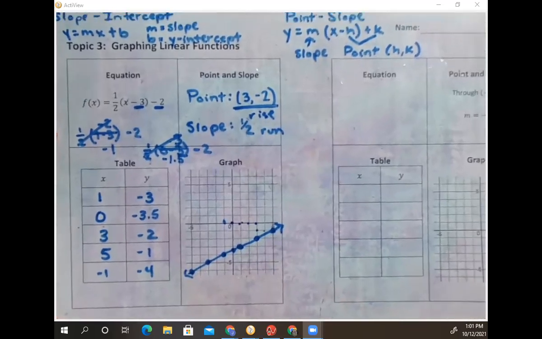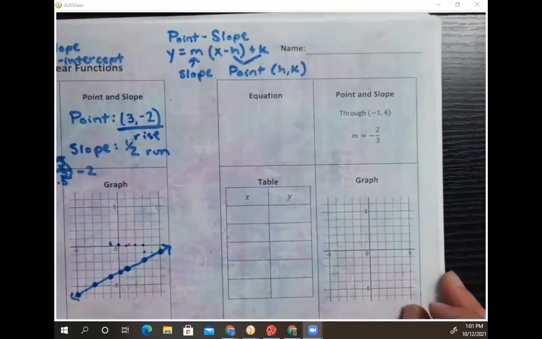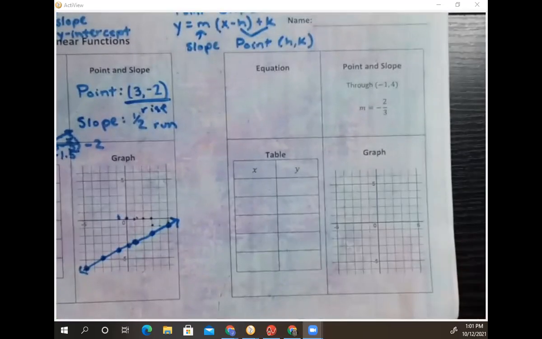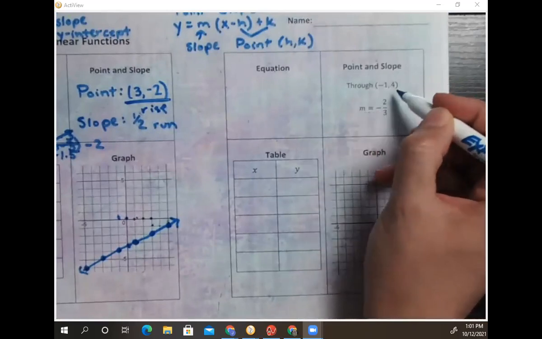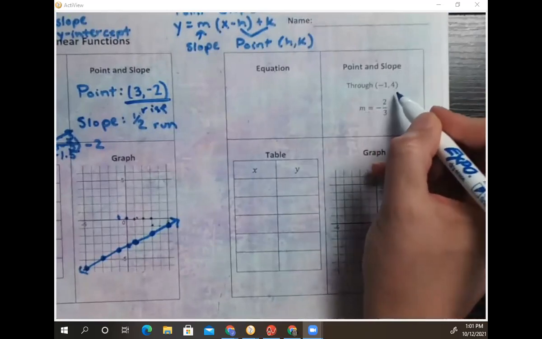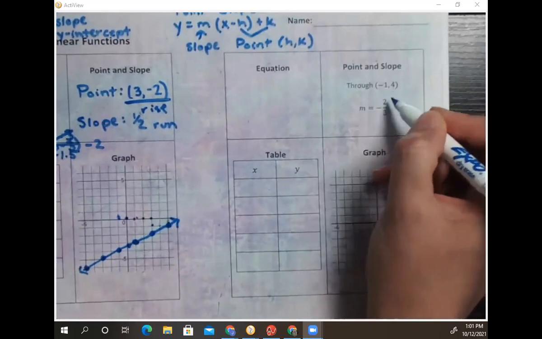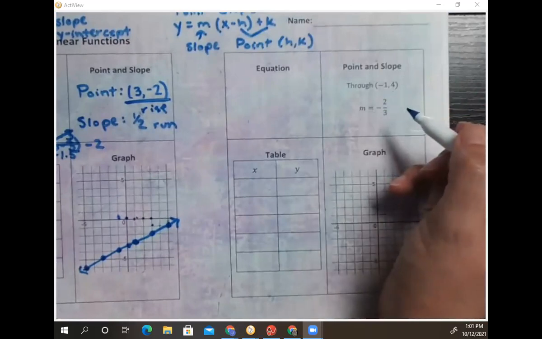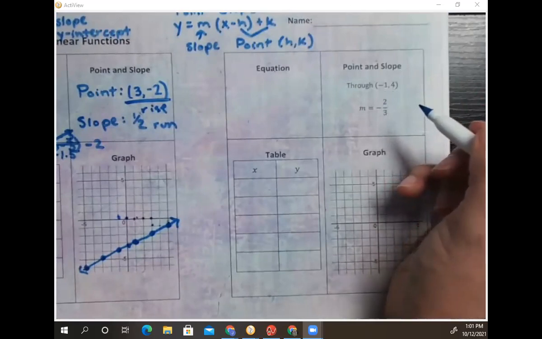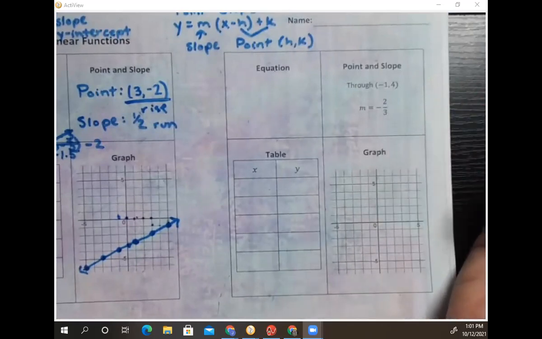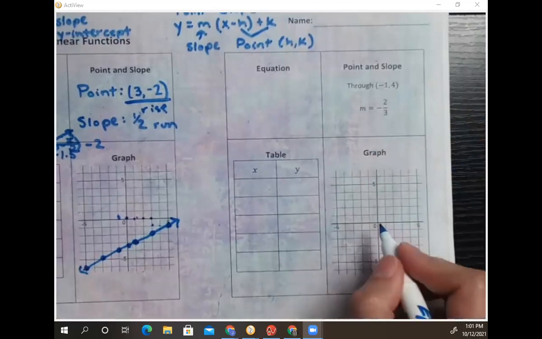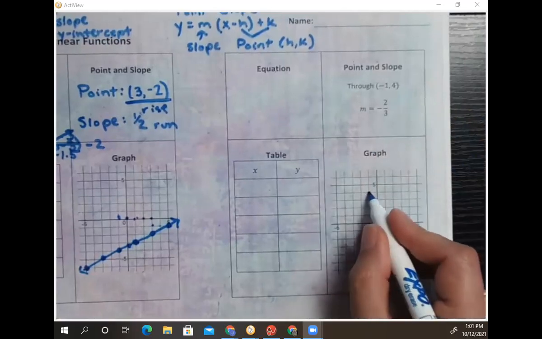Okay, let's take a look at another example. For our next example, we are starting with some information. We are starting with the information that our line goes through the point (-1, 4), and that we have a slope of -2/3. Okay. So I'm going to start with the graph on this one. I've got the point (-1, 4).